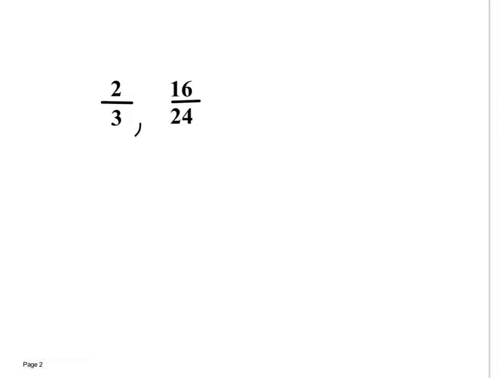We're going to reduce first. 16 over 24. What could I take out of 24 to get it down to 3? Yes, Brayley? 8. Okay, so I divide that by 8. 24 divided by 8 is 3. 16 divided by 8 is 2. Are these equivalent ratios? So my answer would be yes.